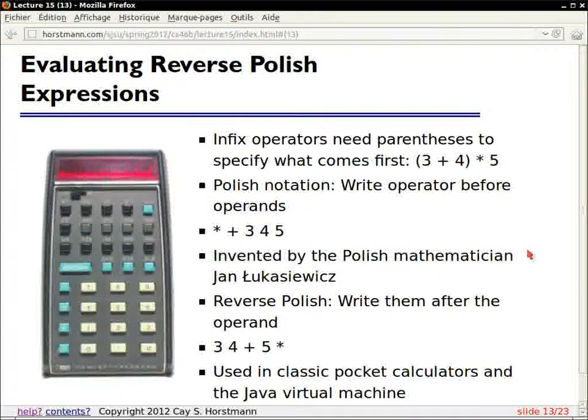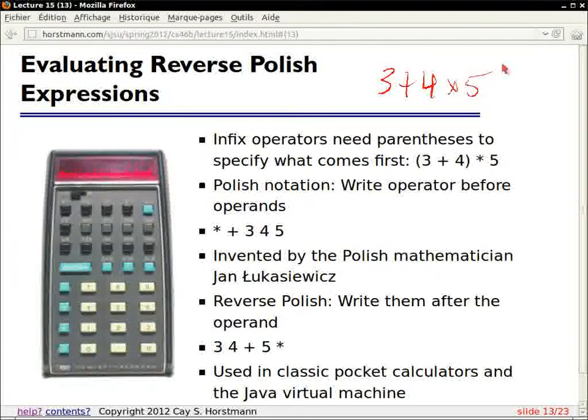Here's a slightly more interesting reason for using stacks, and that has to do with the way that we do arithmetic. As you know, you spend a few weeks somewhere in middle school to learn that multiplication is stronger than addition. That when you write 3 plus 4 times 5, that means multiply 4 and 5 first and then add 3.